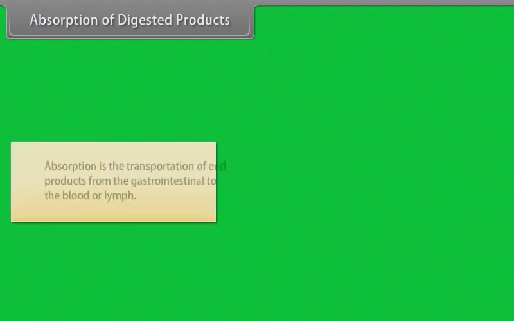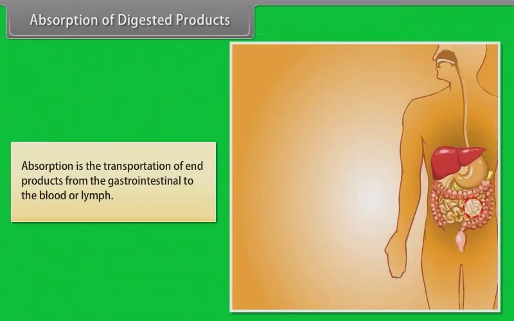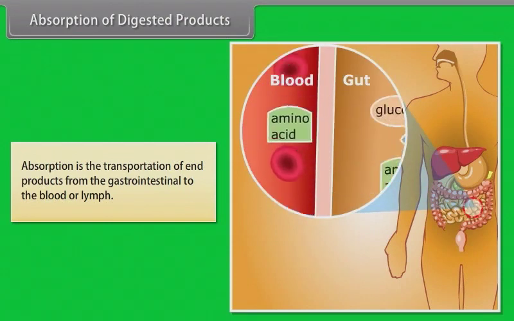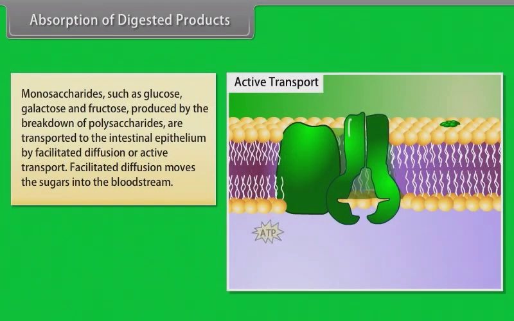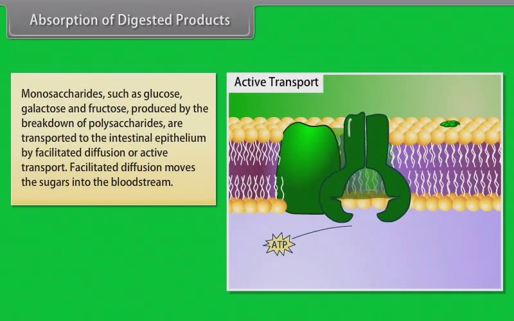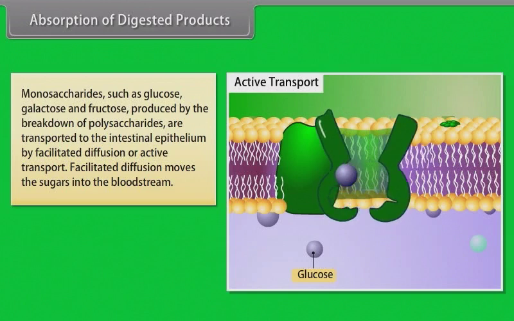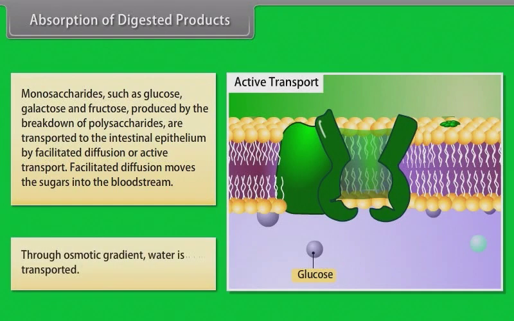Absorption of digested products. Absorption is the transportation of end products from the gastrointestinal tract to the blood or lymph. Monosaccharides such as glucose, galactose and fructose, produced by the breakdown of polysaccharides, are transported to the intestinal epithelium by facilitated diffusion or active transport. Facilitated diffusion moves the sugars into the bloodstream.